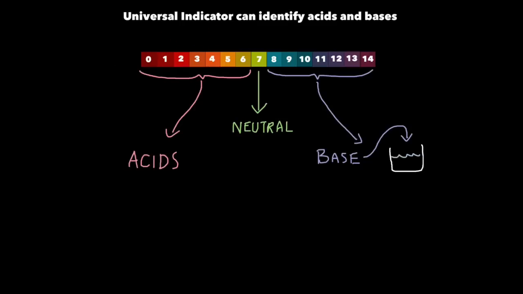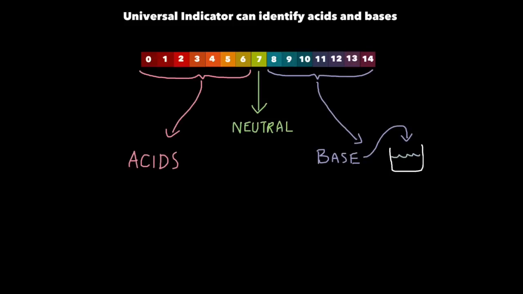So, if a chemical has a pH of 0 all the way up to 6, it is an acid. 0 would be the strongest, and 6 would be a very weak acid, such as acid rain. 0 would be something like hydrochloric acid or battery acid. If a chemical has a pH between 8 and 14, then it's a base. A base is like the opposite of an acid, but that doesn't mean it's not harmful. Some alkalis or bases can be very, very harmful.